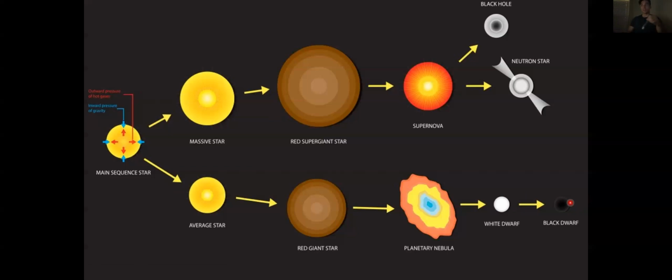Now the other route it can go is if it's a huge star. After its main sequence, if it's a ginormous star, not like ours, it turns into a red supergiant. A red supergiant is ginormous, and we saw some in the video last week. When they run out of fuel, they collapse in on themselves really quickly and then blow up. That's what they said was a supernova.